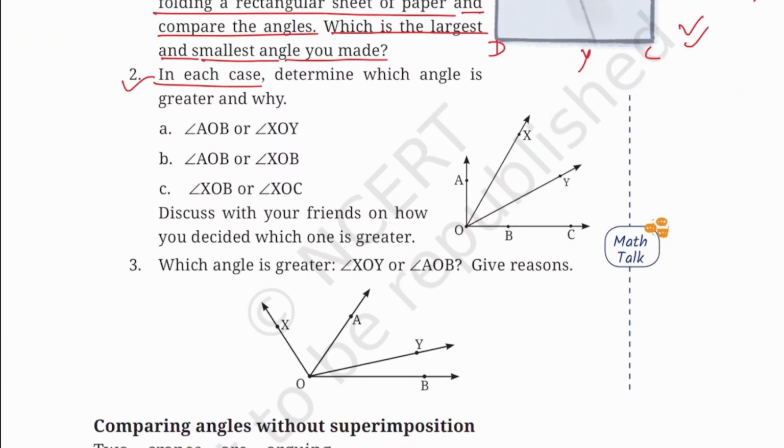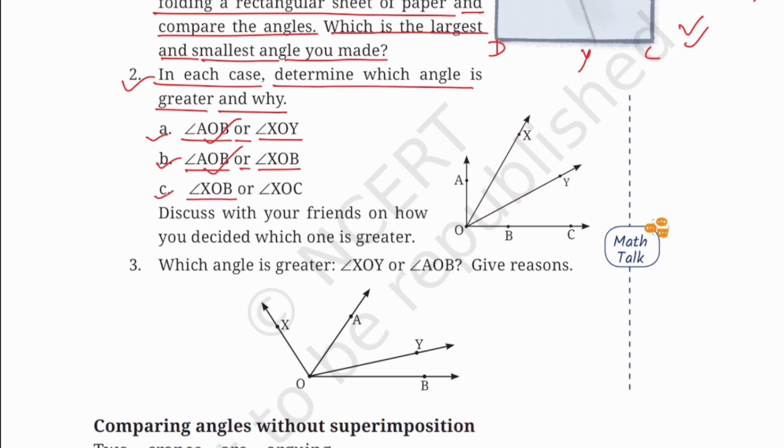2. In each case, determine which angle is greater and why. A. Angle AOB or angle XOY. AOB means this one. Angle XOY means this one. From the figure, you can see that angle AOB is greater. Similarly, B. Angle AOB or angle XOB. In this also, angle AOB is greater.